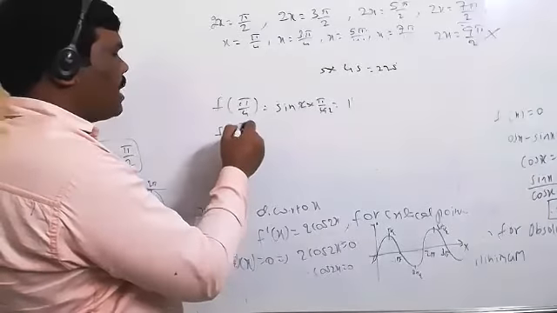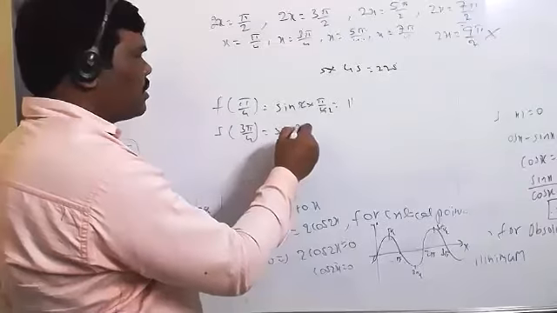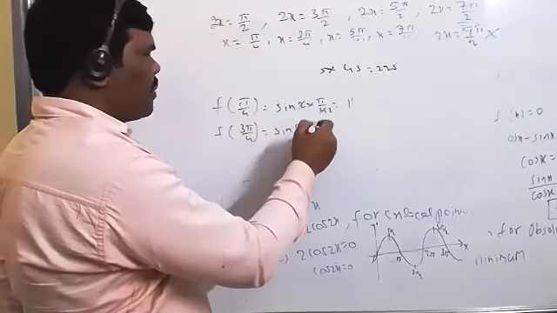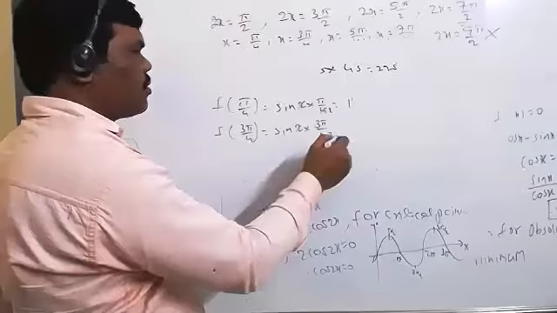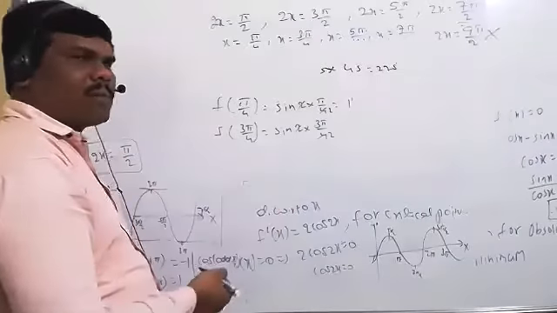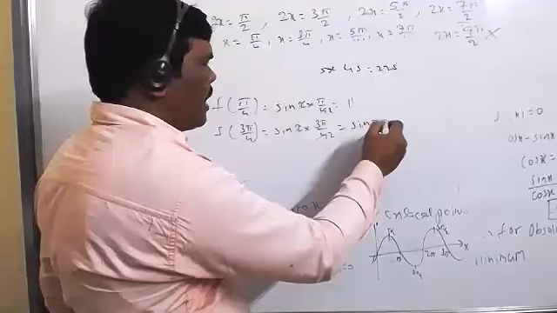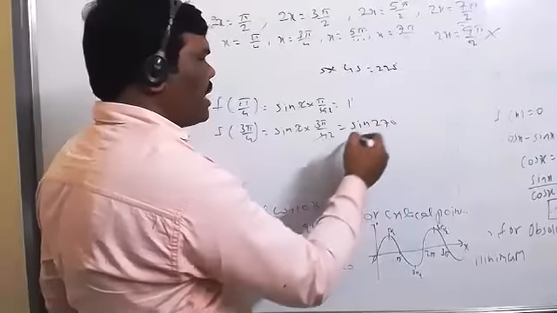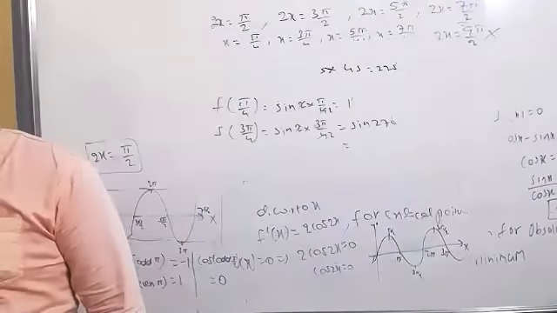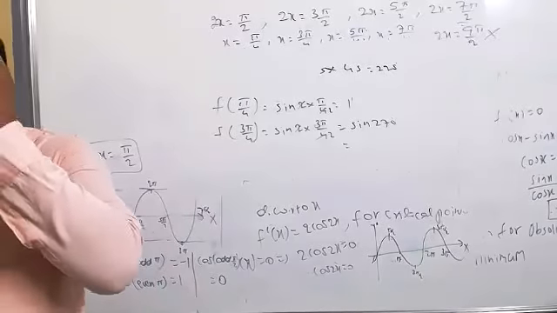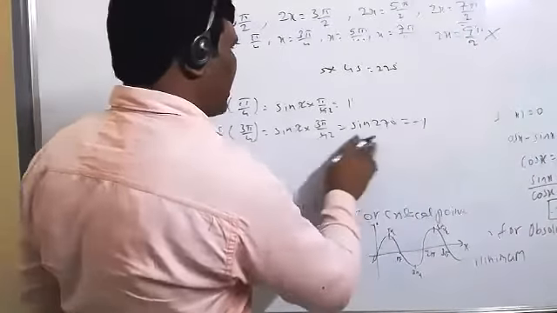F of 3 pi by 4, it is equal to, you can write now, sine 2 into 3 pi by 4. In this number 2 times only. But 3 into pi by 2, pi by 2 equal 90, and 3 times 90 is 270, you can write. Sine 270 degrees. Sine 270 equal to sine 270 plus 0, cos 0, na? Minus cos 0, which means we will get minus 1 here.